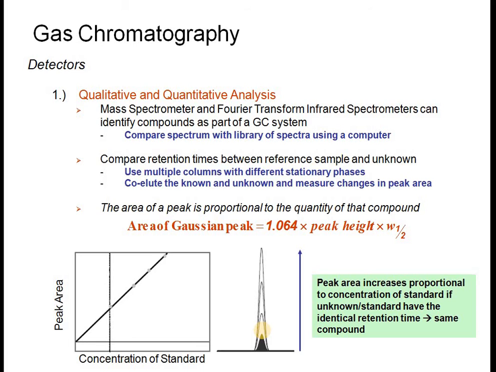The area of a peak is proportional to the quantity of the compound. Area of a Gaussian peak is 1.064 times peak height times W half. Here is the peak area, here is the peak height. We use peak height: 1.064 times peak height, where peak height is this, times W half.